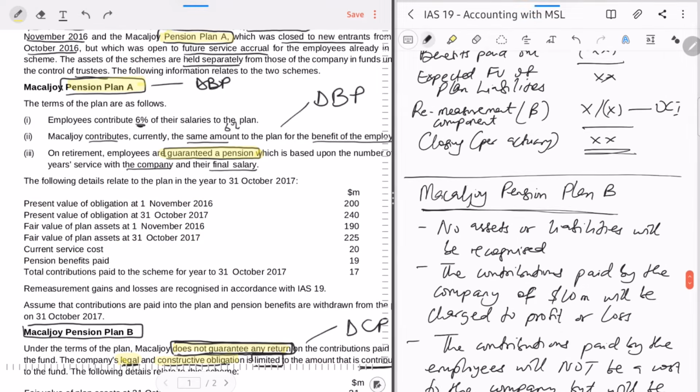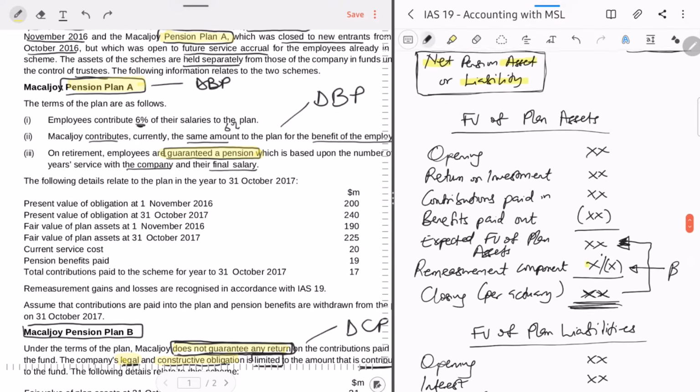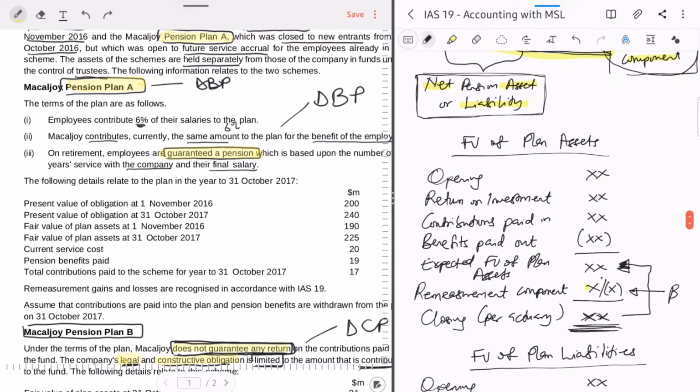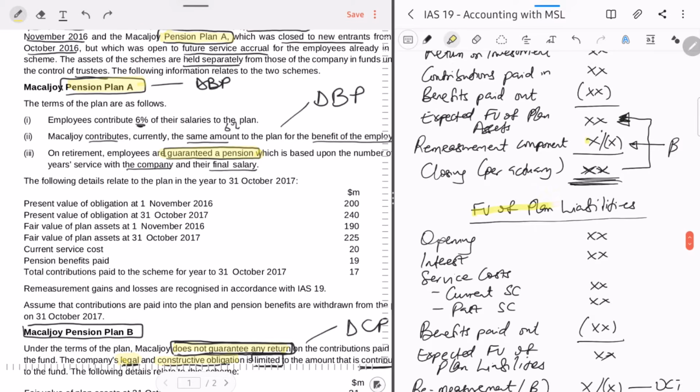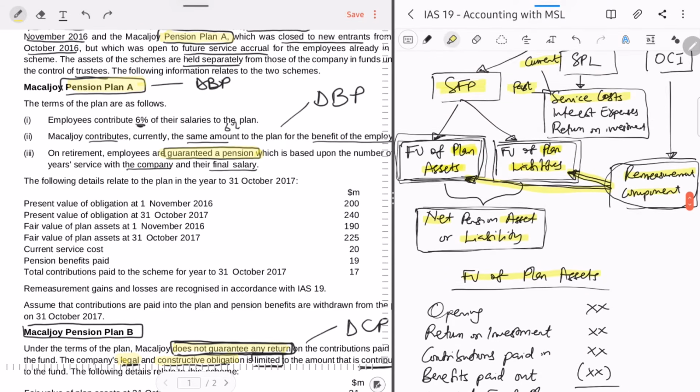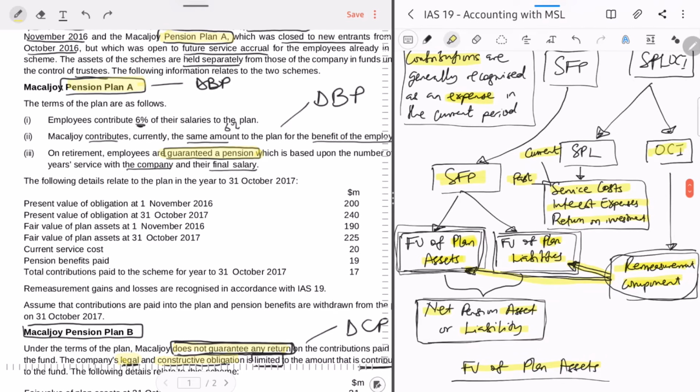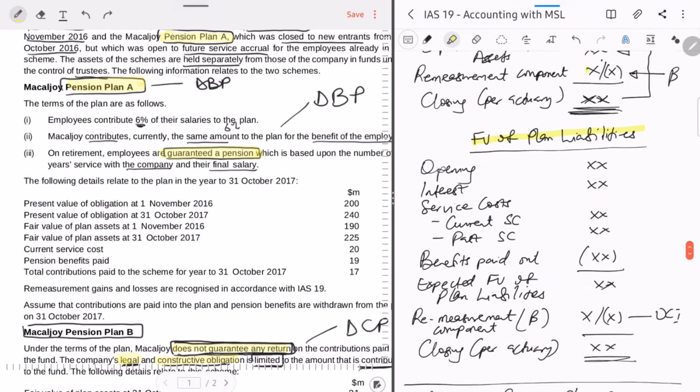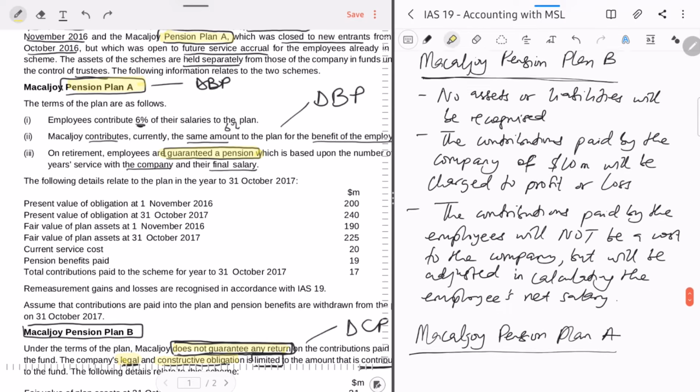So if you remember, let's just take a quick look. We need to work out the fair value of plan assets. Then we work out fair value of plan liabilities. Then we work out what goes to P&L, which will be service costs, interest expenses, and any return on investment. And then we do the remeasurement component here, which will be taken towards other comprehensive income, right? So let's start. Let's start with the balance sheet first. That's easier to do.